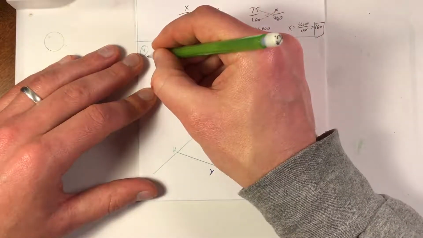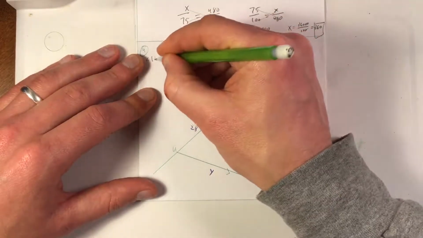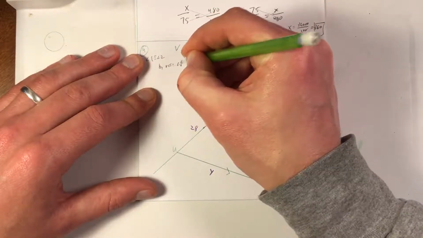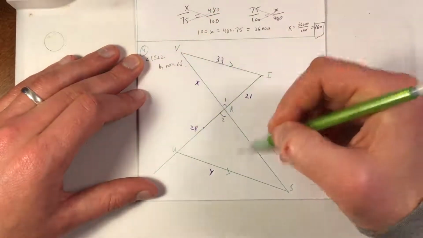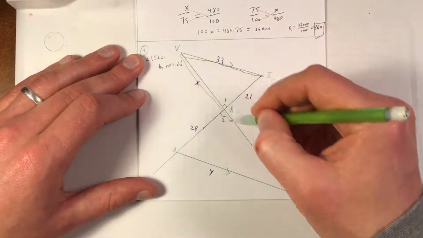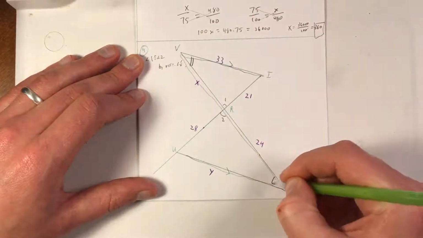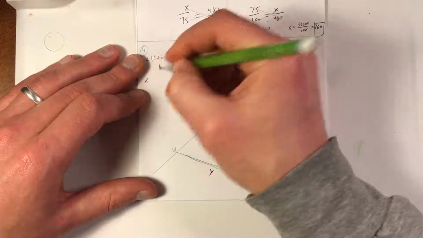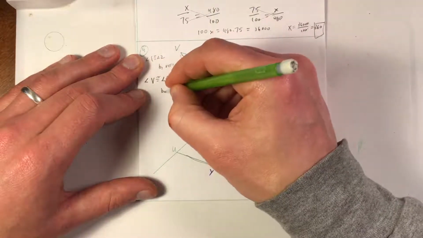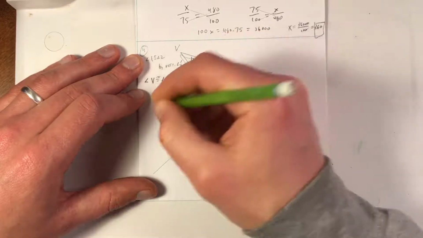So I'm going to do a little side problem over here. Angle 1 is congruent to angle 2 by vertical angles. These lines are parallel. That's fantastic, because then I know if those lines are parallel, the alternate interior angles are also congruent. Angle V is congruent to angle S by alternate interior angles.